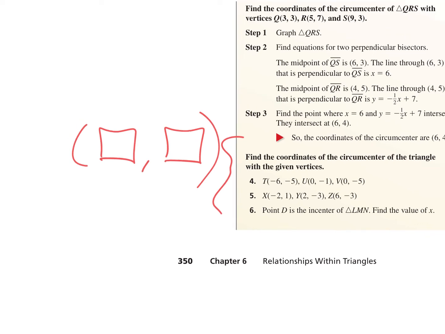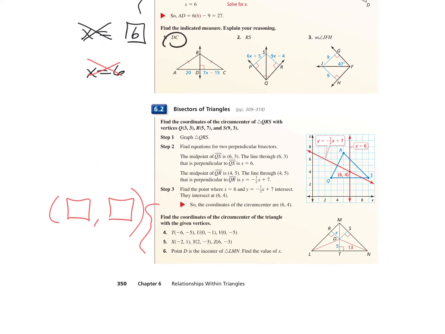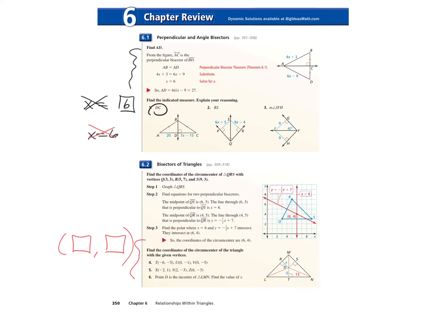Okay, so again, be able to understand what a perpendicular bisector is, an angle bisector, know their points of concurrency, be able to find them. That was 6.1 and 6.2.